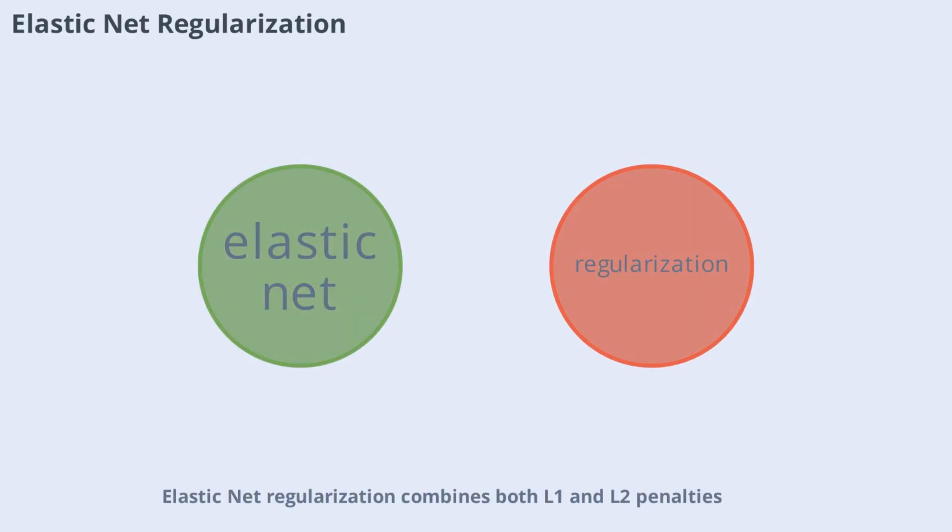Elastic net regularization combines both L1 and L2 penalties. It's especially effective when you have groups of correlated features. While lasso might pick just one feature from a group, Elastic Net can retain the whole group, maintaining both sparsity and group selection. This makes it a flexible and powerful choice for many real-world datasets.